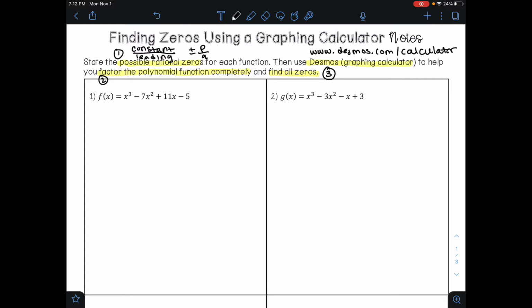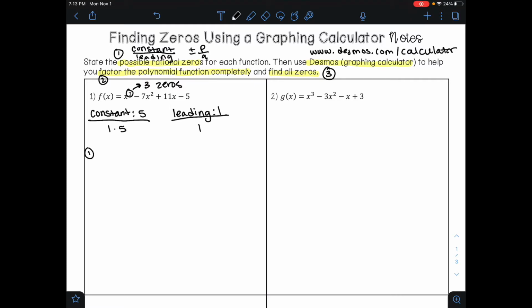So if I look at example 1, I have f of x equals x cubed minus 7x squared plus 11x minus 5. My highest exponent is 3. So that tells me that I'm going to have 3 zeros. So when I solve this problem, I should have 3 solutions. My constant is my term without my variable, and that's 5. Factors of 5 are 1 times 5. My leading coefficient is 1, and the factors of 1 are 1.